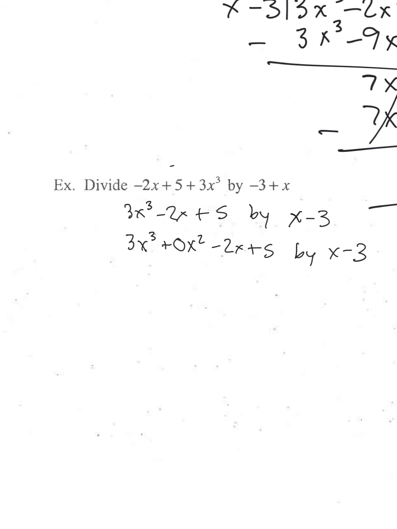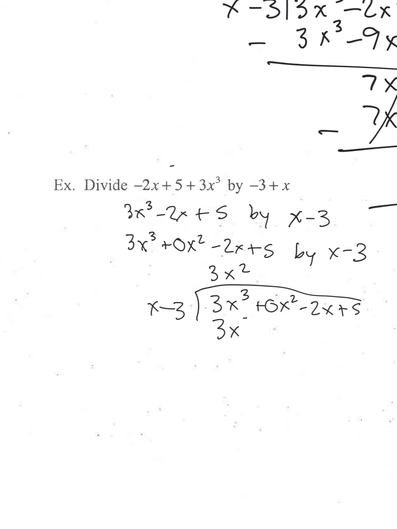So now I'm going to put my dividend inside the house. I'm going to throw my x minus 3 outside the house. There we go. And now I'm going to start this process. X minus 3 going into 3x to the third, which should be 3x to the second. 3x to the second times x minus 3 is 3x to the third minus 9x to the second.